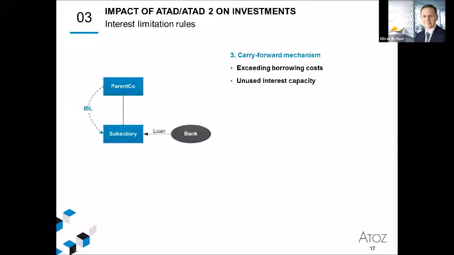Then the question is, what happens if I have either exceeding borrowing costs that are not deductible, or I have a situation where I could have deducted more interest expenses than I actually did. In the one case, one has non-deductible exceeding borrowing costs. In the other case, one has unused interest capacity. And here the interest limitation rules provide for carry forward mechanisms. The exceeding borrowing costs can be carried forward without limitation in time. The unused interest capacity can be carried forward for a period of 5 years. So that's quite positive, but in practice, if in the context of alternative investments or other contexts, one relies on that, one probably did something wrong, because normally one should structure investments in a way that one does not really fall into these categories.